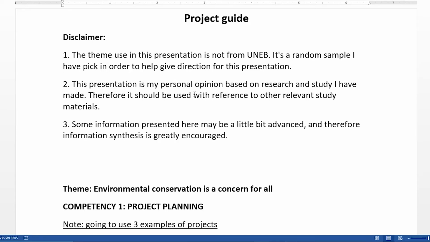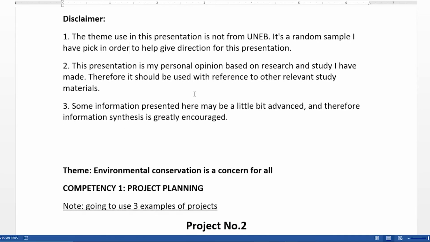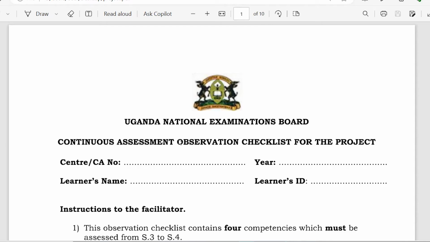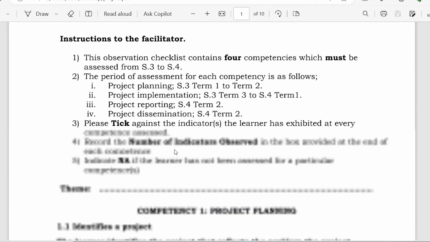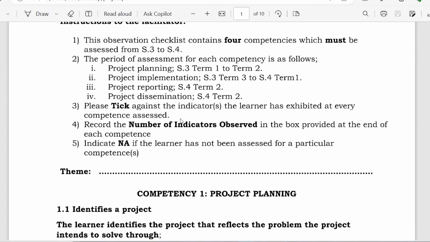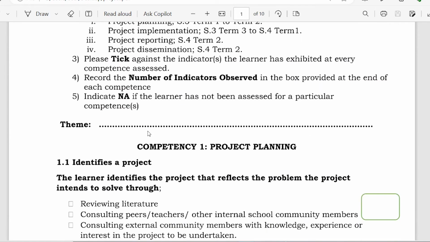Some information presented here may be a little bit advanced, so I would encourage you to do information synthesis to see what is best for your learners. Having said that, let's now go to the project checklist. This is provided by UNEB, and I'll skip the part of the particulars and instructions. The theme I'm using is a random theme I've picked. It is not from UNEB.